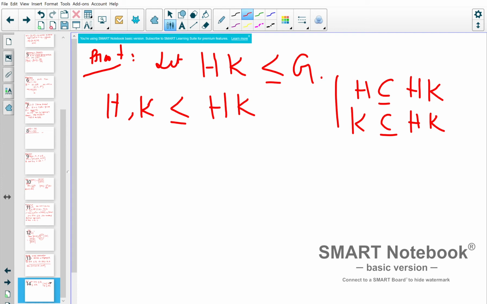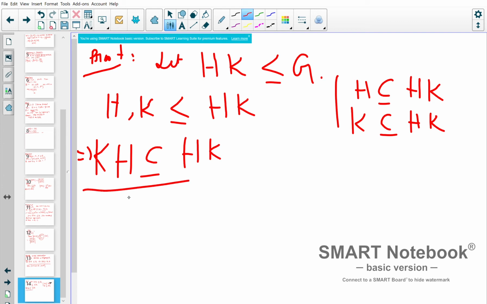So what does that mean? That means if both are subsets of this, then you just write down KH, and this is a subset of HK, right? This implies this, because K is a subset of HK and H is a subset of HK, so the product is also a subset of HK. Okay, and similarly, the same thing is true the other way also, right? So similarly, HK also.